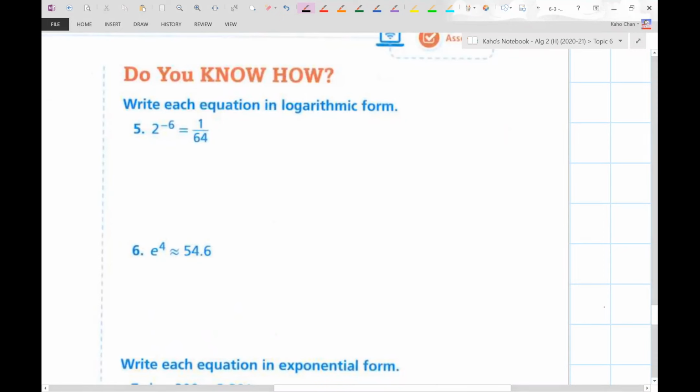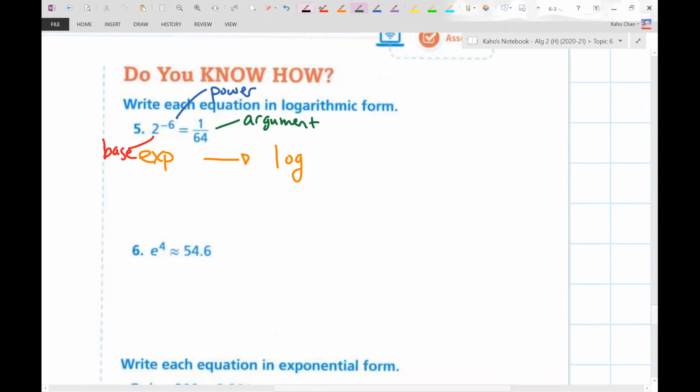Number 5, write each equation in logarithmic form. Right now it's definitely an exponential form. We want to convert that to log form. And to do that, let's identify all the parts again. The 2 is the base. The -6, of course, is the power. And the 1/64 is, of course, the argument.